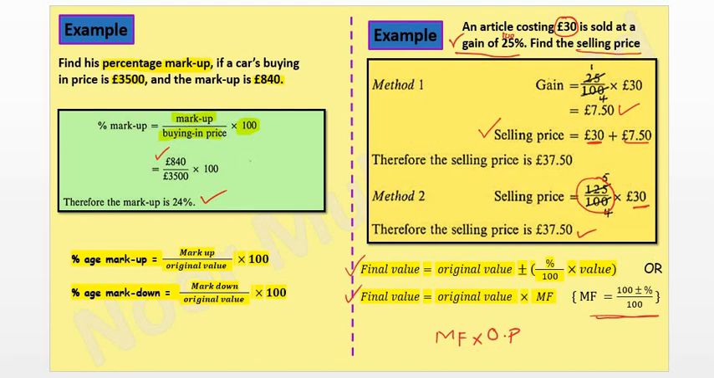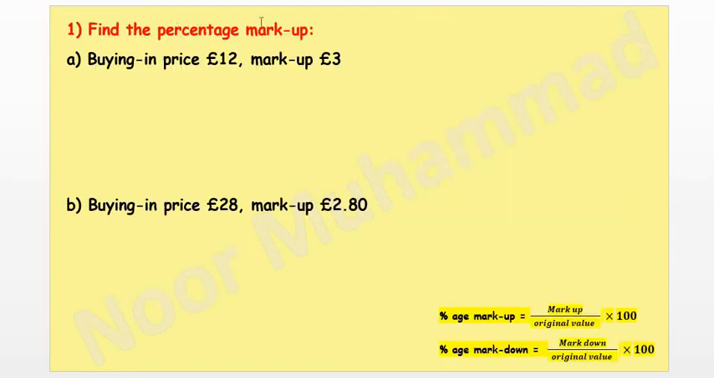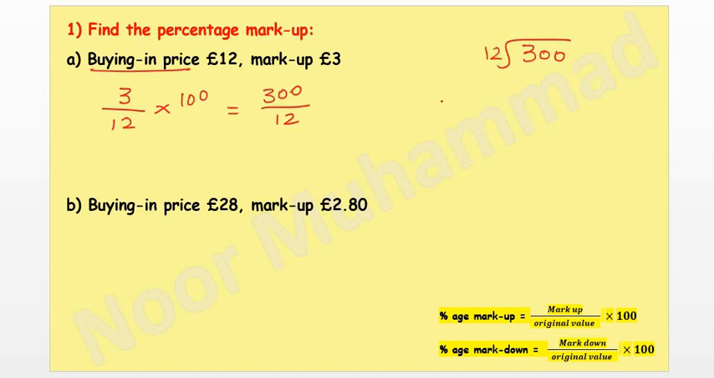So let's discuss the questions now. Here it says find the percentage markup. So they want us to find the markup. When we want to find the markup, that means I have the buying in price. How much is the buying price? Or you can say this is the original value. Buying in price means the original value. It's 12 pounds. The markup is 3 pounds. So how can we make the fraction? We will say 3 out of 12 times it by 100. And we can simplify it. This one will become 300 over 12. Now it's an improper fraction, so write 300 inside and divide it by 12. Now 12 times 2 is 24.